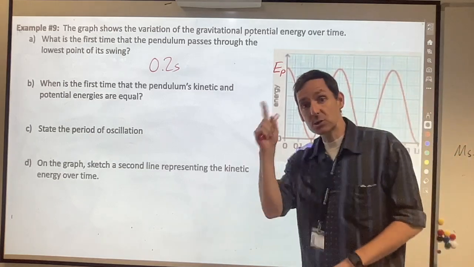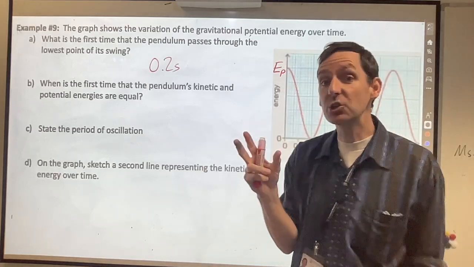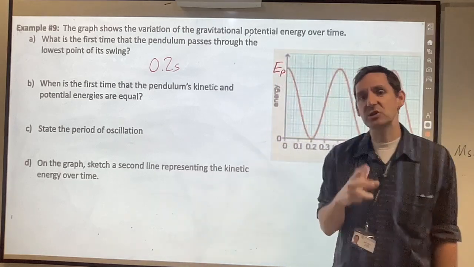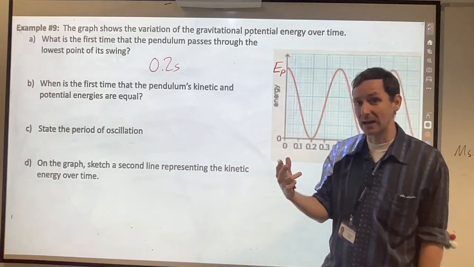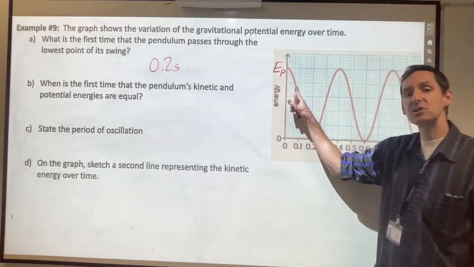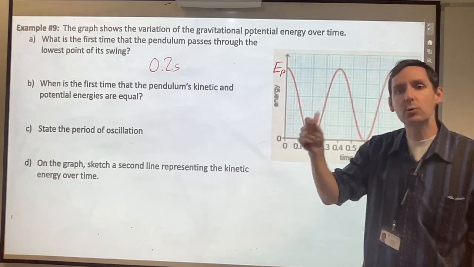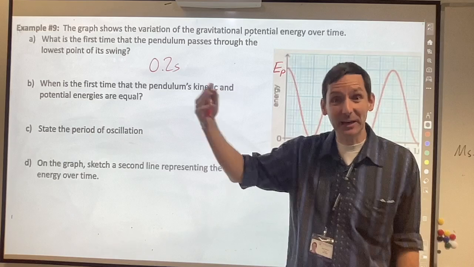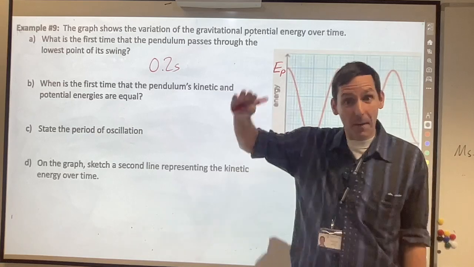All right? The next question says, when is the first time that the pendulum's kinetic energy and potential energy are equal? Now, this is a little bit harder question. There's a couple of ways to go about this. One is just to simply recognize that the potential energy is turning into kinetic energy. So when will the kinetic energy be equal to the potential? Well, it's when half of the potential energy has turned into kinetic energy, because then I have half as much potential and the kinetic has gone up half.